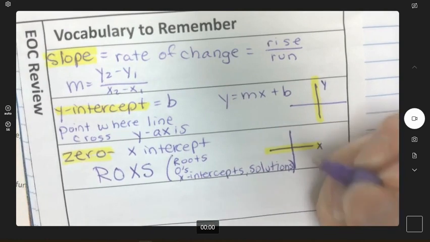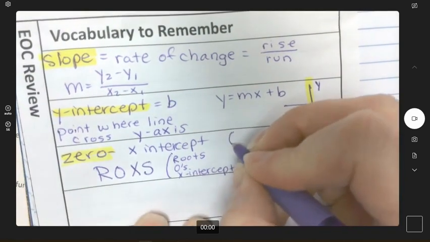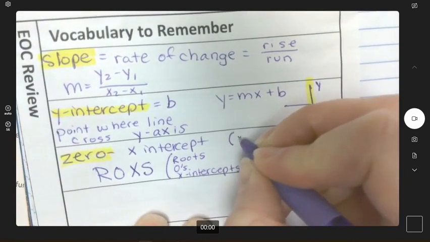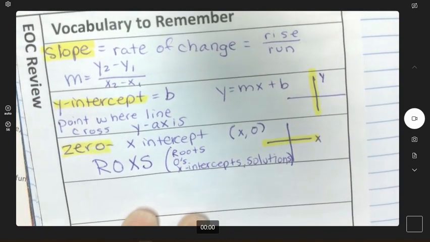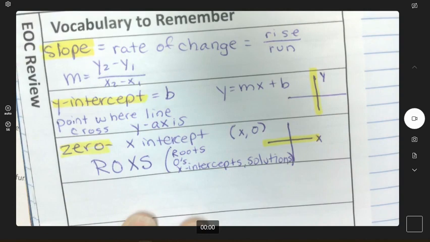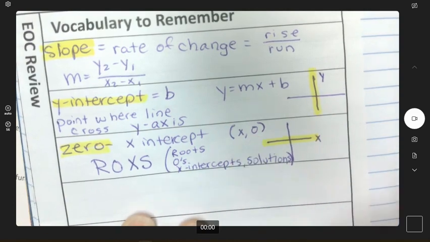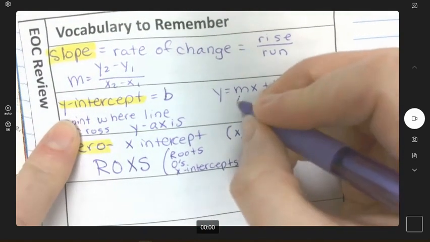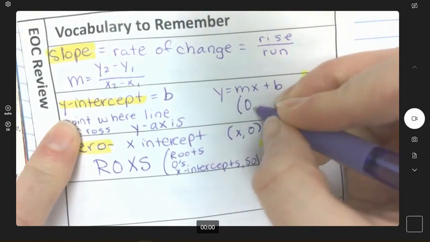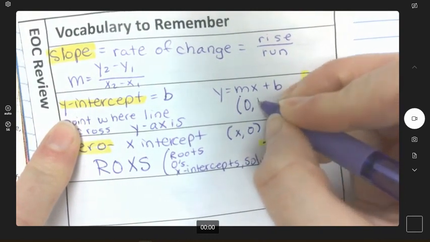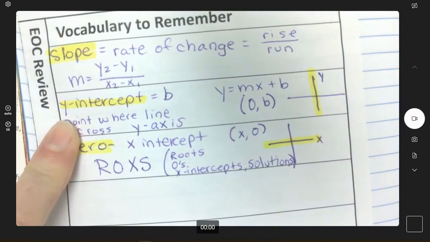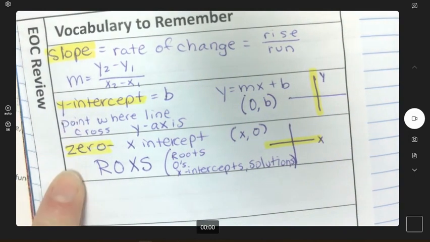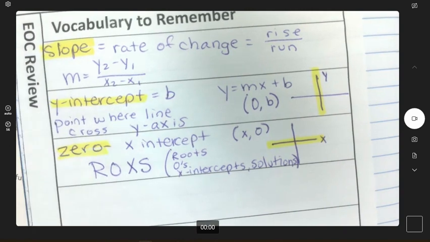And whenever you do your x-intercept, it is going to be the x number and a 0. That's how it'll be written as a coordinate pair, the x number and a 0. The y-intercept will be written the opposite way, a 0 and a y value, or your b. I use b for the y-intercept, and I use just x for a 0.